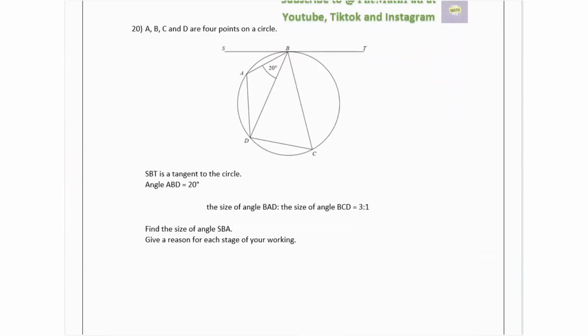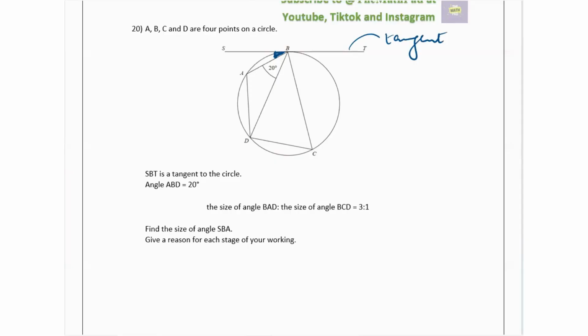Then it says A, B, C, and D are 4 points in a circle. SBT is a tangent to the circle. Angle ABD is given as 20. The size of angle BAD is to the size of angle BCD is 3:1. Find the size of angle SBA. Give a reason for each stage of your working. SBA, we need to find this angle. Okay, this is your tangent.